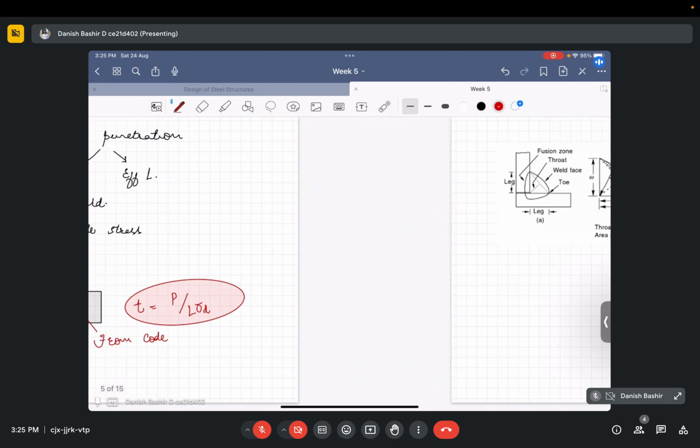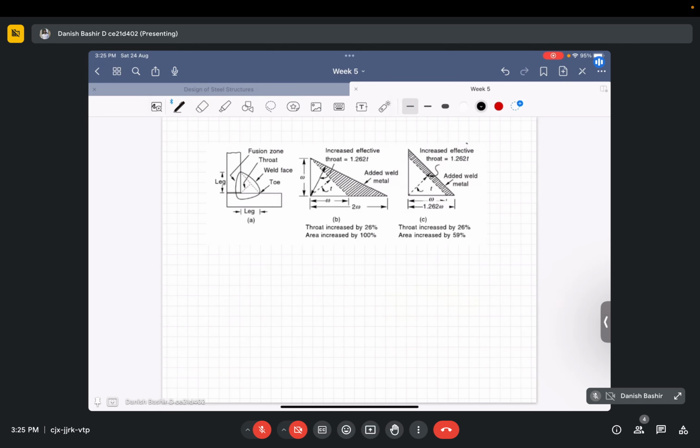Now the second part is design of fillet weld. Like in the design of the butt weld, I told you the different specifications, similarly in design of fillet weld we have different specifications, or different technical terms, we have to learn about. Then we can go on and proceed with the design of fillet weld.